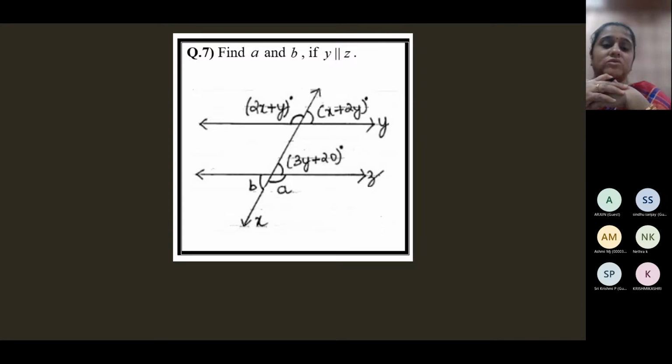So we need to find the values of A and B. We can see the angles marked down here. This is angle A, this is angle B. You need to find the measure of angle A and the measure of angle B. How do you do this, children? So what is the relation between these two angles?